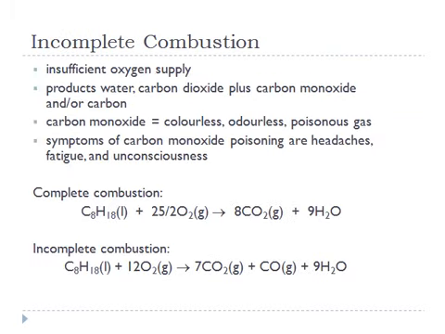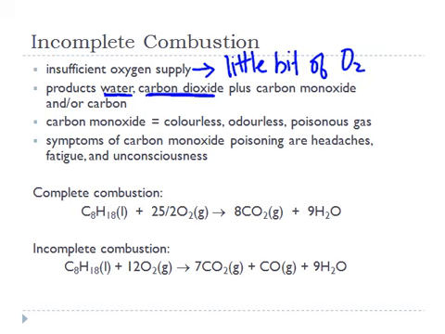Incomplete combustion means that there is an insufficient oxygen supply. So I don't have a lot of oxygen, I have only a little bit of O2. What ends up happening is I don't have enough to put 2 oxygens on every carbon. So sometimes I only end up putting 1 oxygen atom on every carbon. When that happens, we still produce water and carbon dioxide, but we're also going to produce carbon monoxide, which you have all heard of before, I hope, or we could even just produce straight carbon.